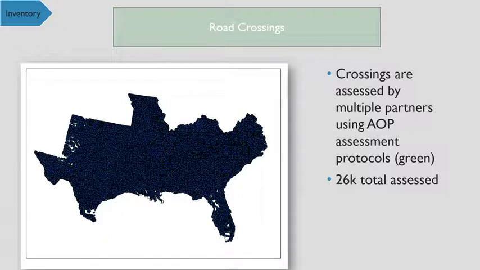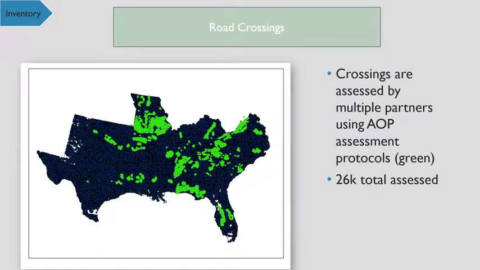And so we've worked to collect information from our partners on where these sites have been visited to make this determination. And we found that there's over 26,000 of these road crossings that have been assessed for aquatic organism passage using multiple different methodologies or protocols.